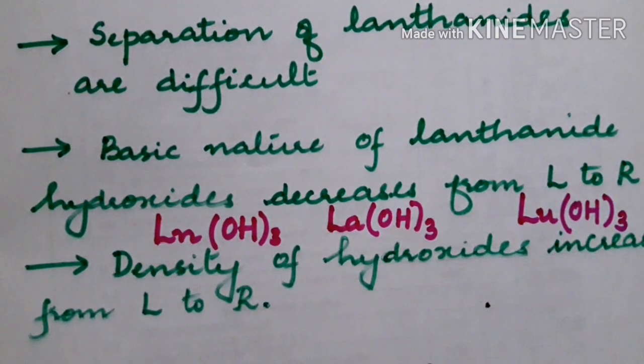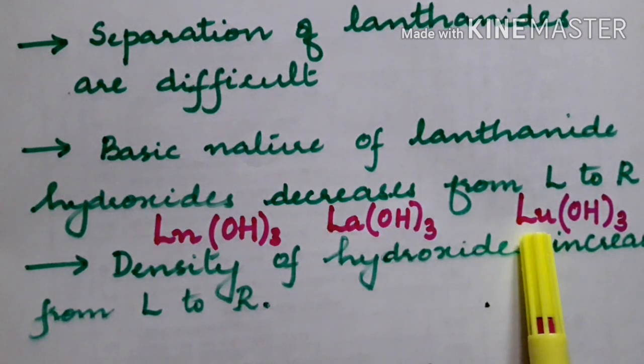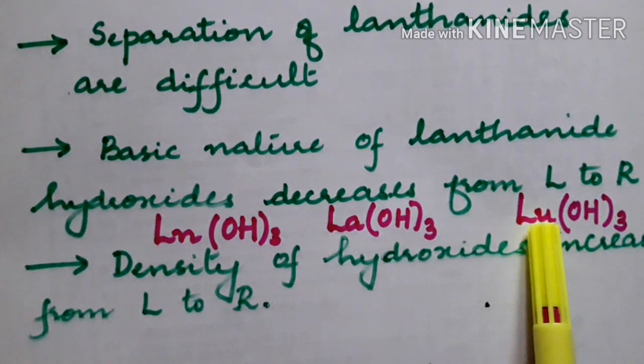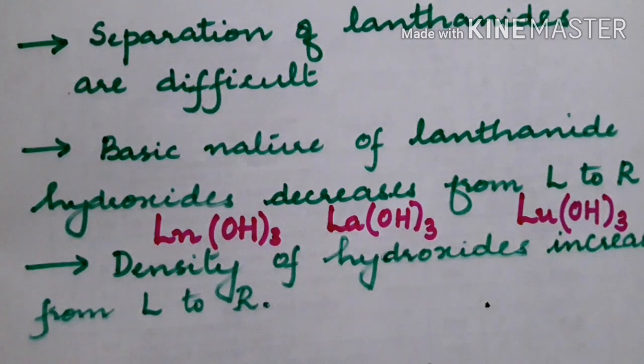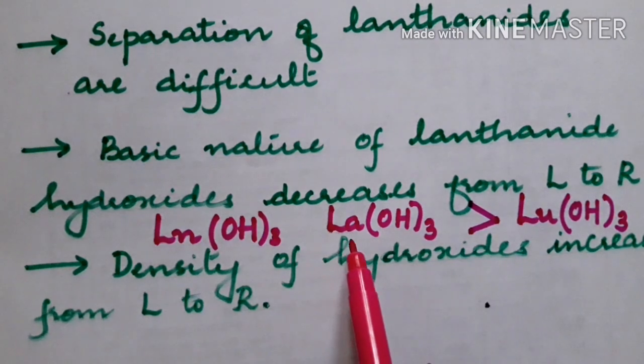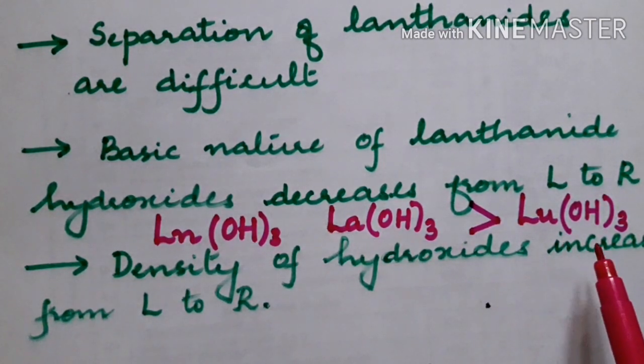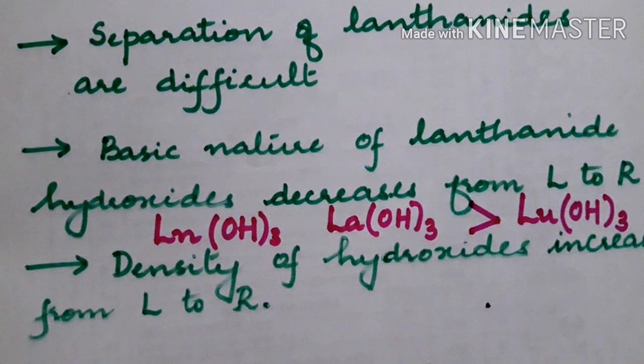On comparing the sizes of the cations, you find that lutetium is much smaller in size, due to which it will have more covalent character due to Fajan's rule. So with the result, basic character will be more for lanthanum hydroxide compared to that of lutetium hydroxide. Now, another consequence of lanthanide contraction is the density. When we are moving from left to right, the size of the atoms is decreasing continuously. So with the result, density of the atoms is more, because more and more atoms can be packed in a limited space.